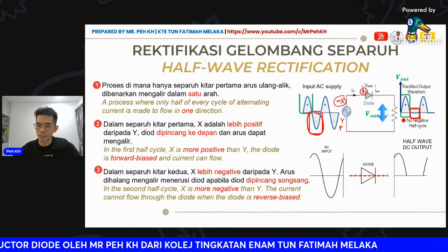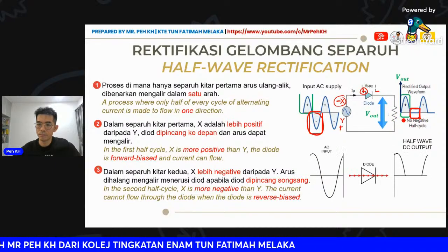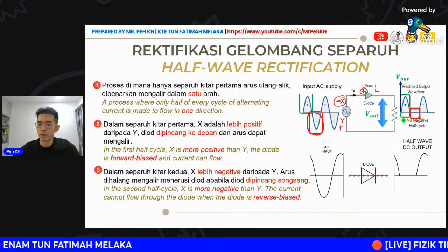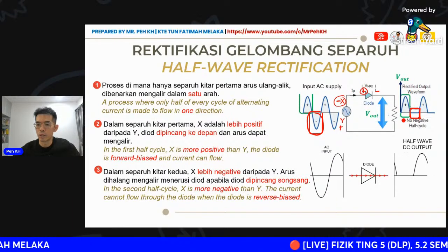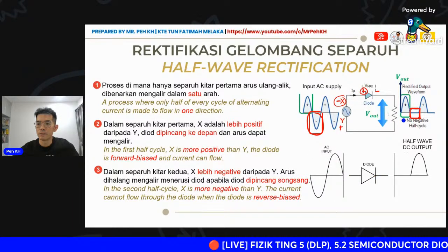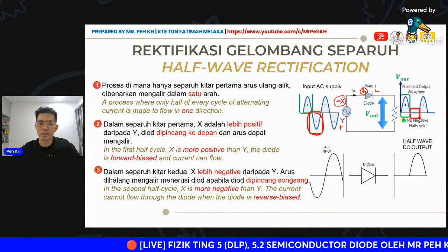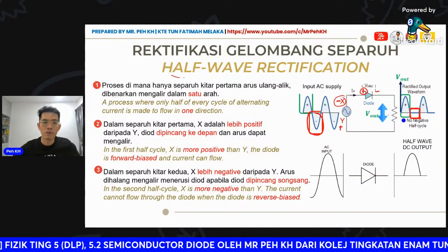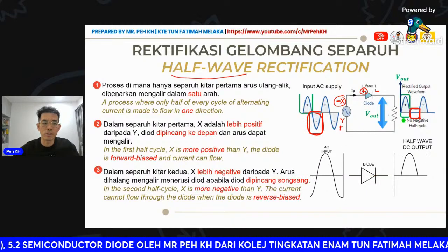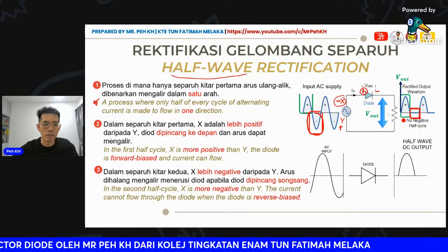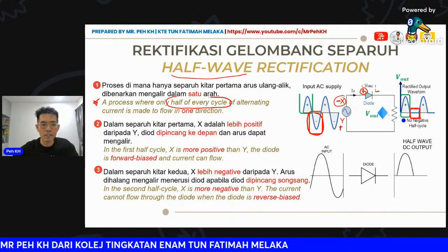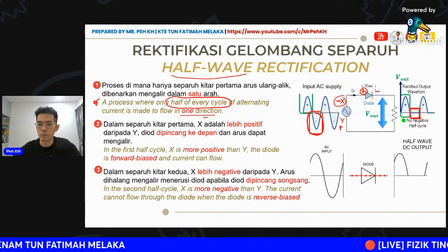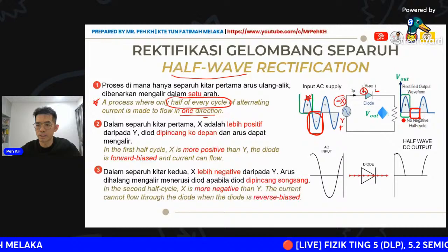Here there will be no negative half cycle, because the diode does not allow the current to flow through. So for the other half cycle, the output will be 0. So half-wave rectification has this definition, where only half of every cycle of the alternating current is able to flow in one direction. This refers to the first peak here.